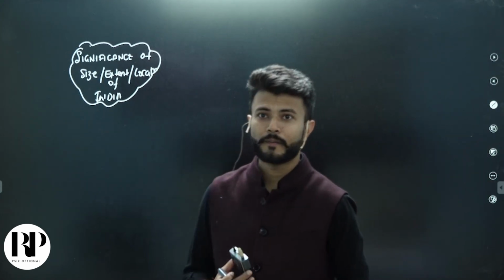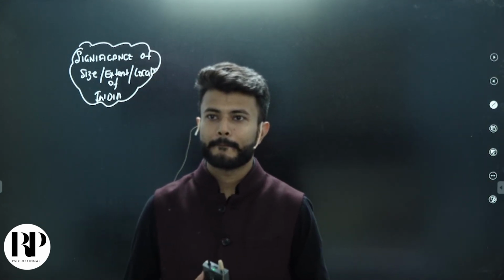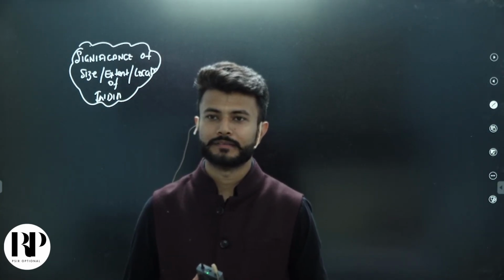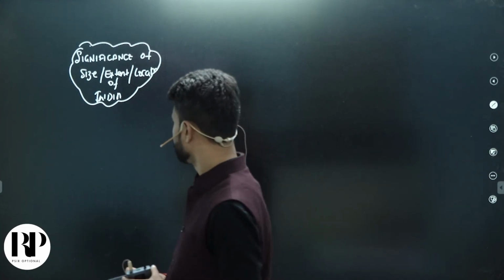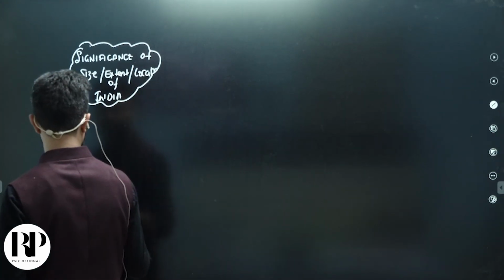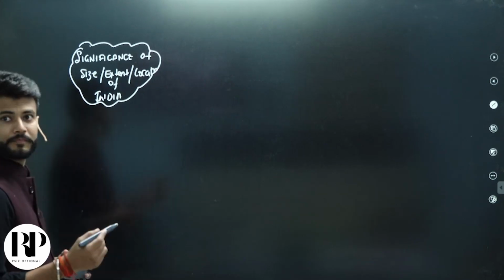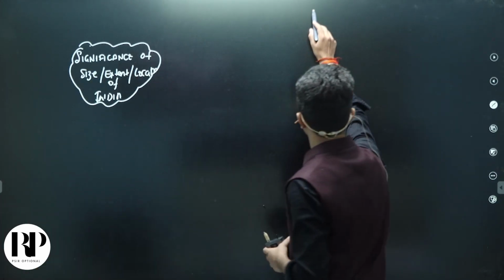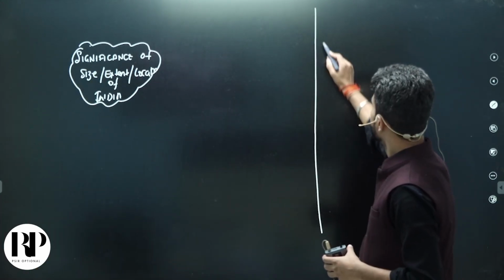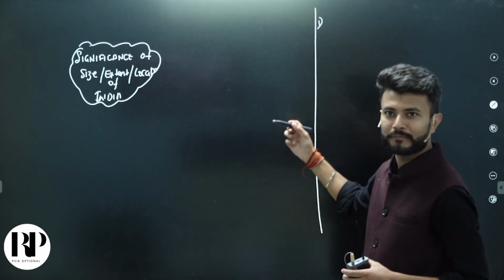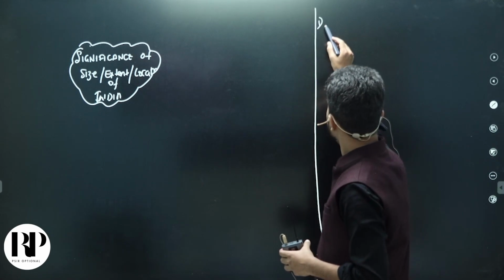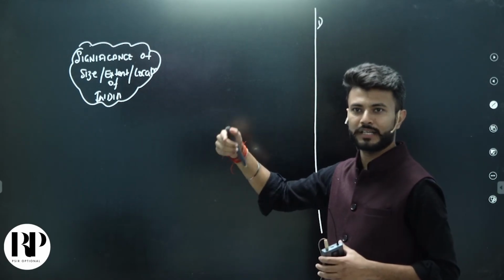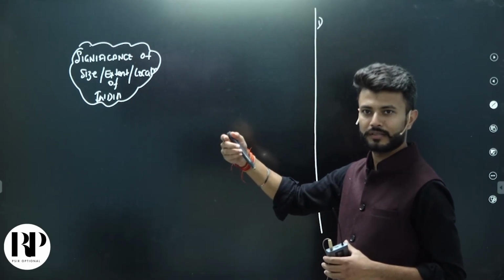Yes, done. Chalo, just tell me a few points. Tell me the points. Sir, India has monsoon type of climate. Okay. So, what is the significance of extent, location, or size of India?